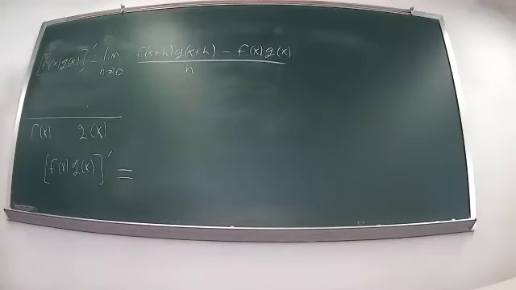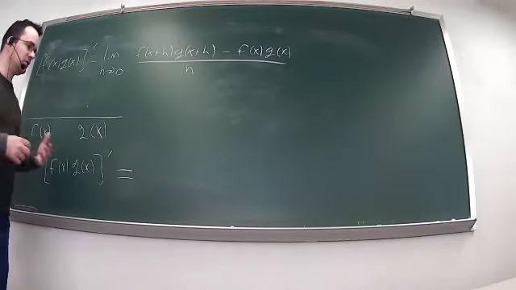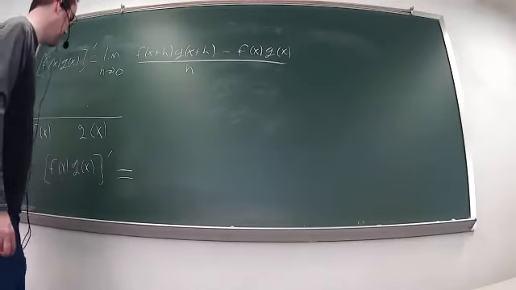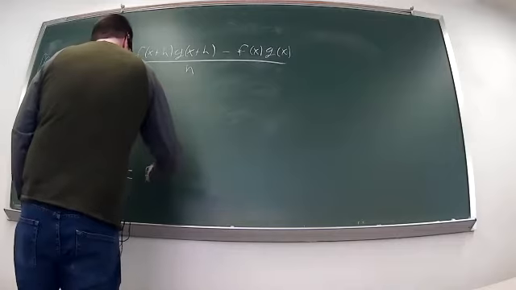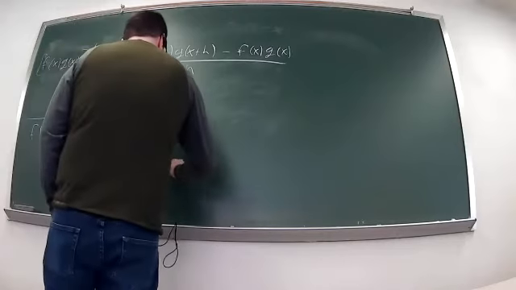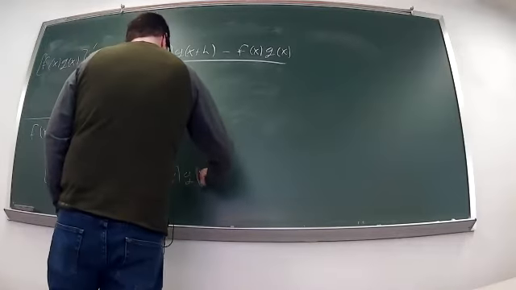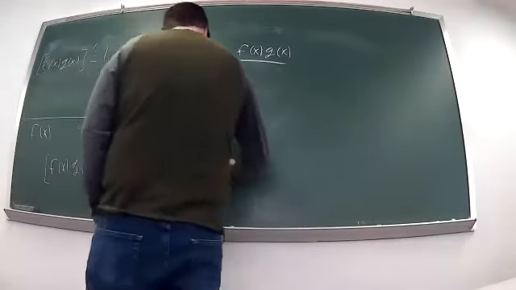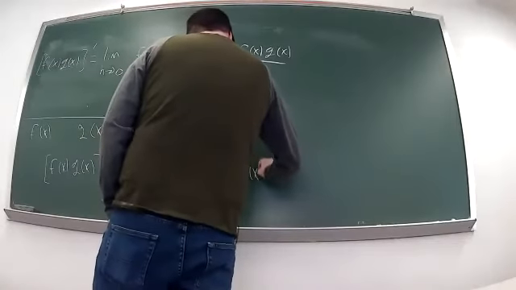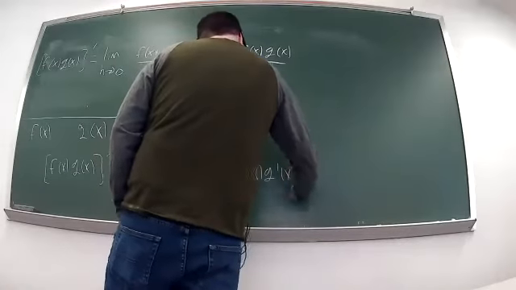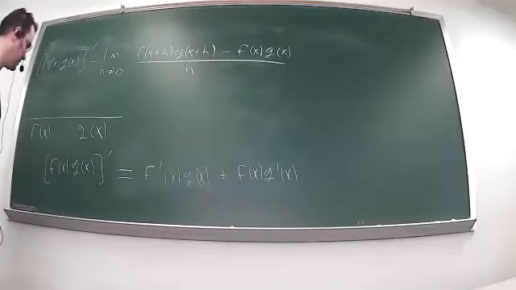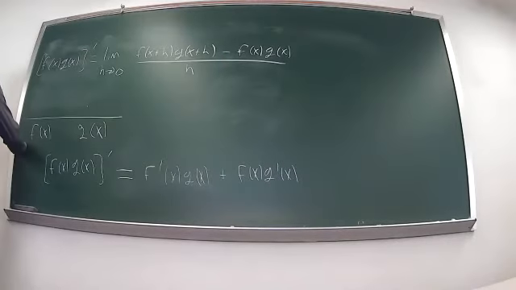So what is the right answer? What is the actual formula for how to write the derivative of f times g in terms of the individual functions? It's going to be f prime of x times g of x plus f of x times g prime of x. So this is what's called the product rule.